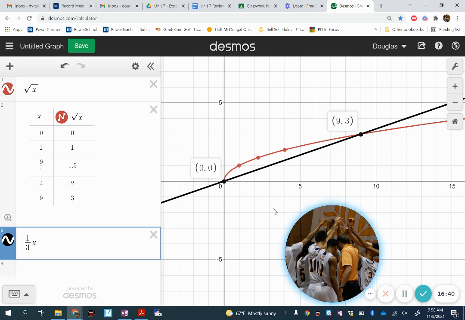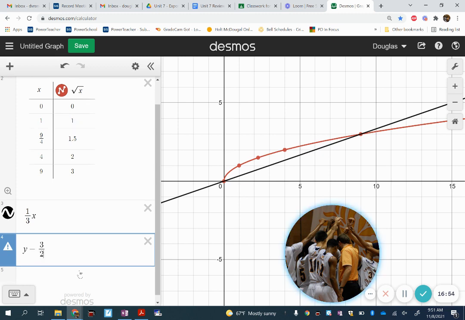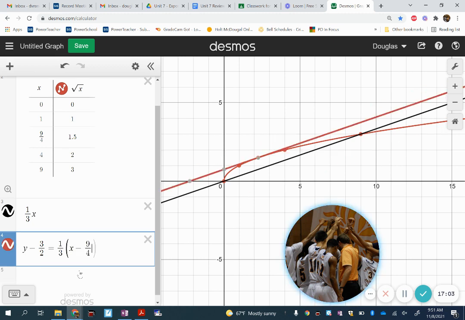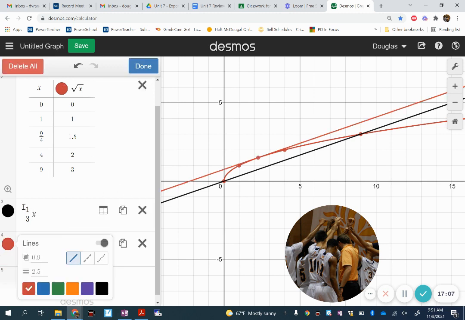Now, when I draw the tangent line to this curve at the x value of 9/4, which is 2.25, it should be parallel to that black line I just drew. All right, so ready? Here is y minus 3/2 equals 1/3 times x minus 9/4. Again, that's that algebra that I just did. I'm going to change the color so there's not so much red here. Let's do blue.